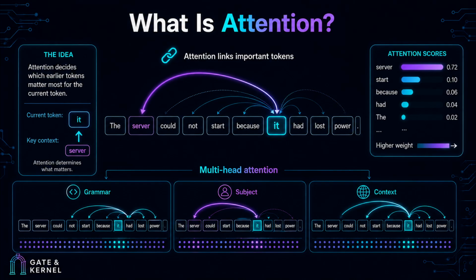Modern transformers normally use multi-head attention. This means several attention operations examine the same text in parallel, potentially focusing on different relationships. One attention head may focus on grammar. Another may focus on relationships between subjects and pronouns. Another may track time, technical context, or connections between sentences. Together, these parallel operations help the model build a more complete understanding of the available context.